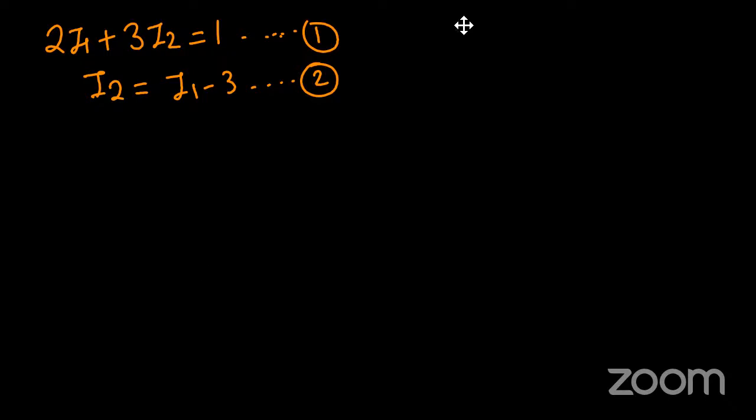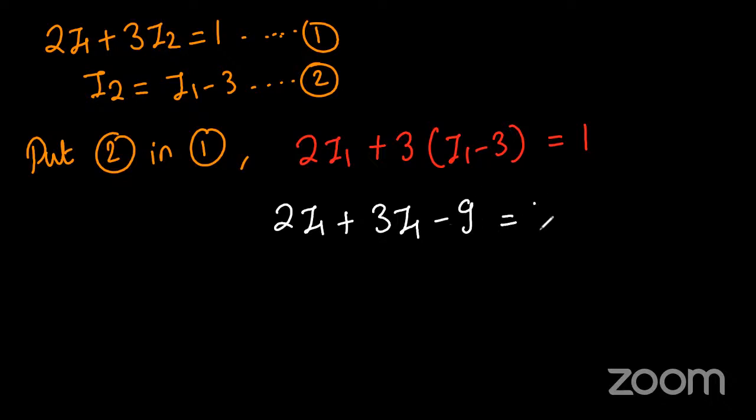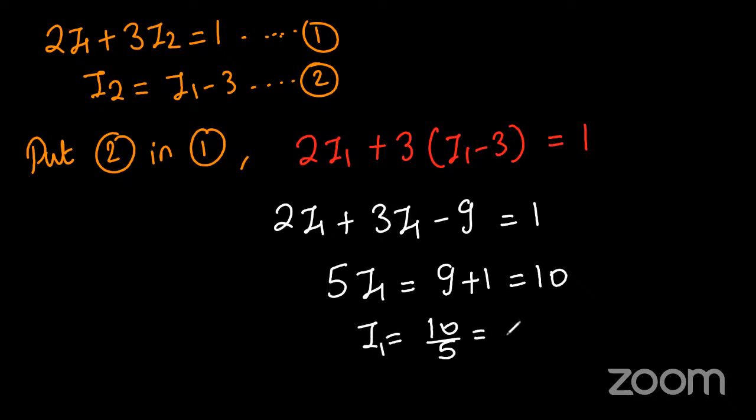So what we'll do, we'll put the second equation in the first one. So if I put second in first, so what will happen? Let's see. 2I1 as it is, 3 times I2, what is I2? I1 minus 3. And this is equal to 1. So if I open this one, 2I1 plus 3I1 minus 9 is equal to 1. So क्या आएगा? 5I1, 9 plus 1, that is 10. So what is I1? 10 by 5, that is equal to 2 ampere.